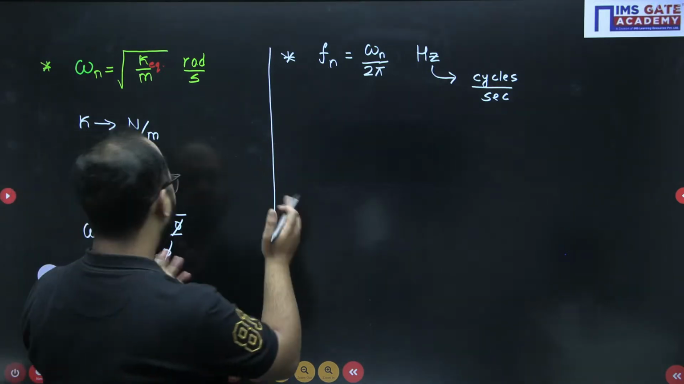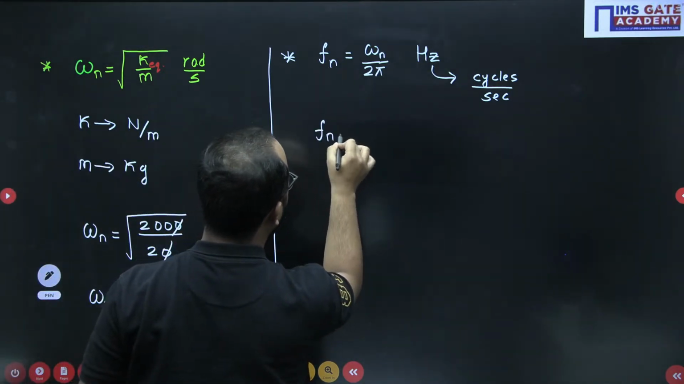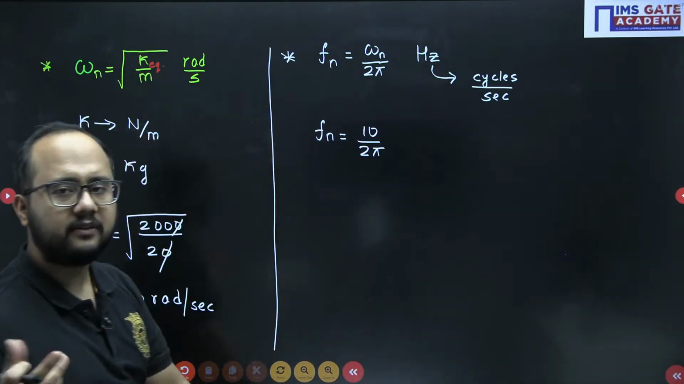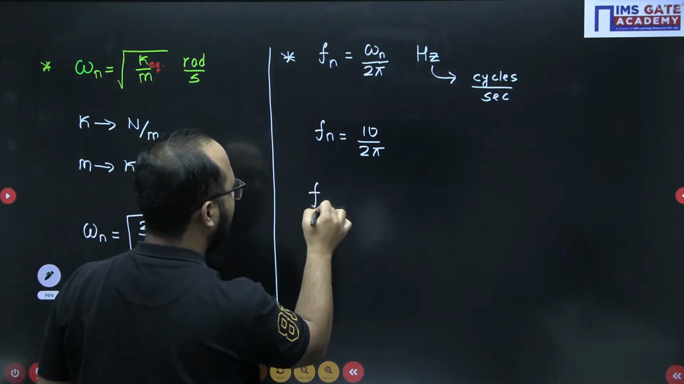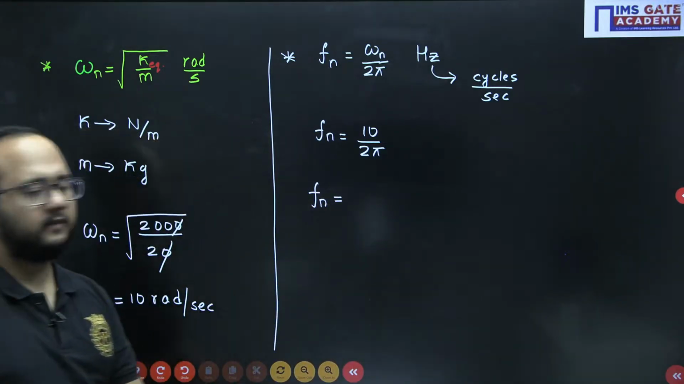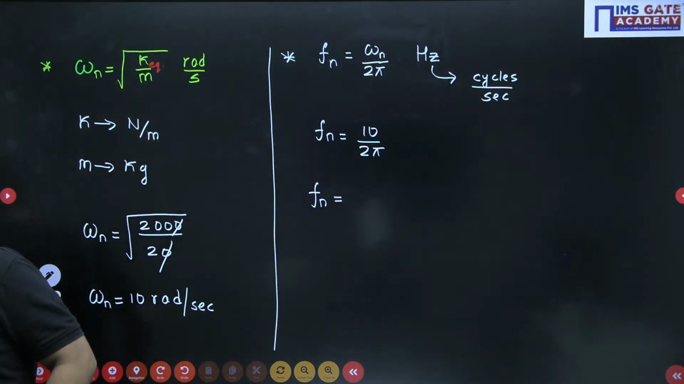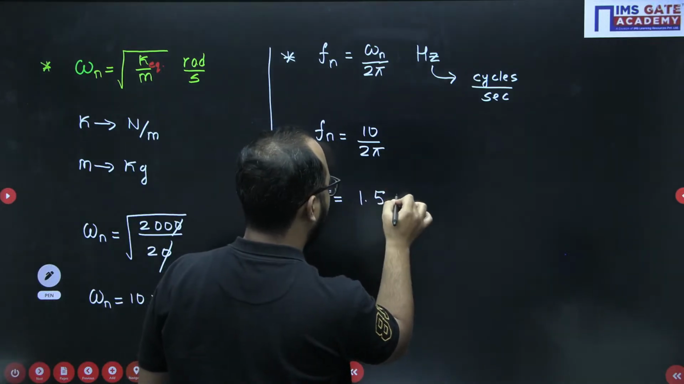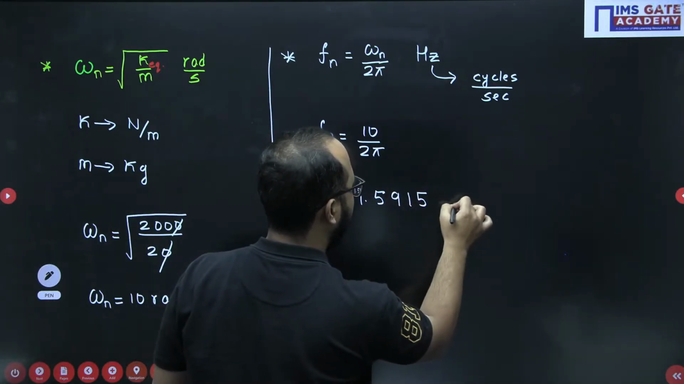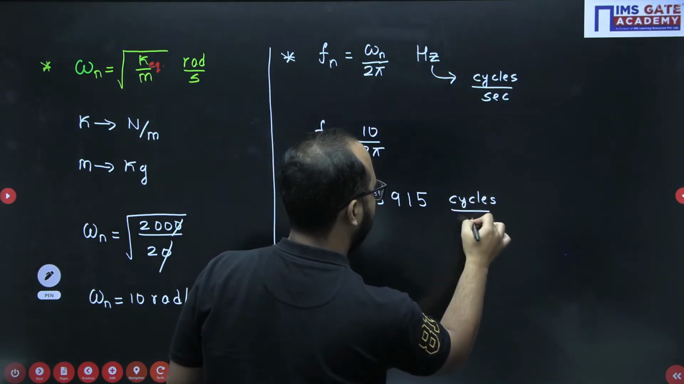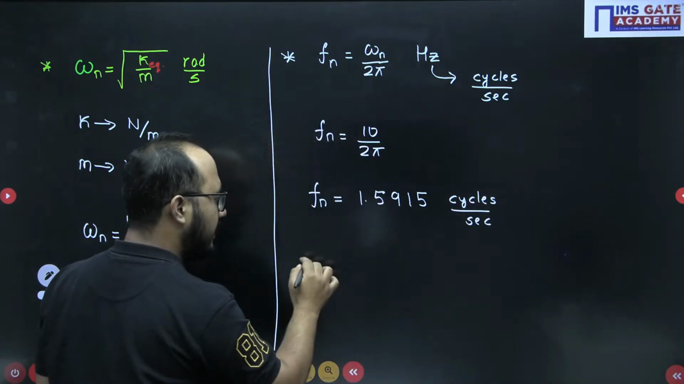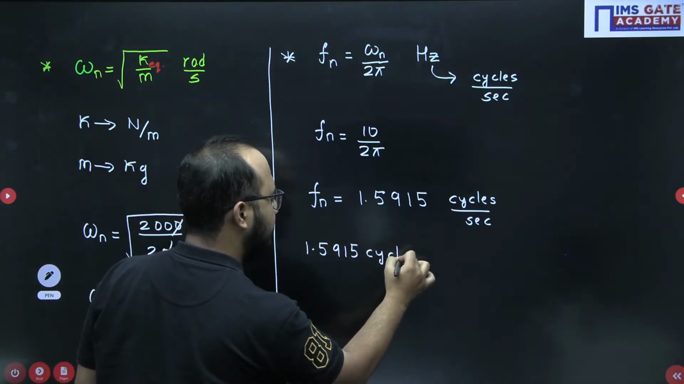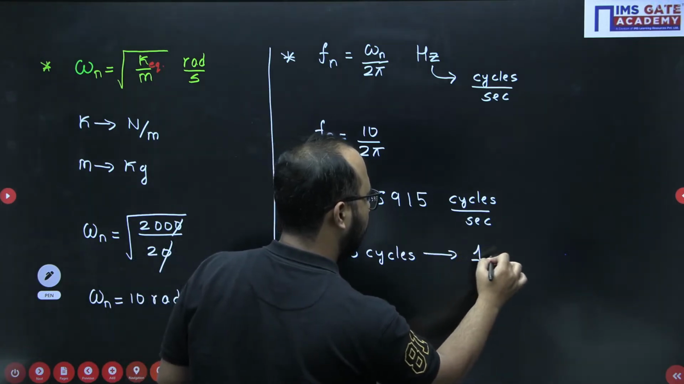Okay. Now, omega n already we have calculated. 10 divided by 2 pi. You can calculate, you will be having some value. Do the calculation. I have already calculated that value. It is 1.5915 cycles per second. Now, what does it mean? It means 1.5915 cycles, or basically oscillations, it is doing in 1 second.